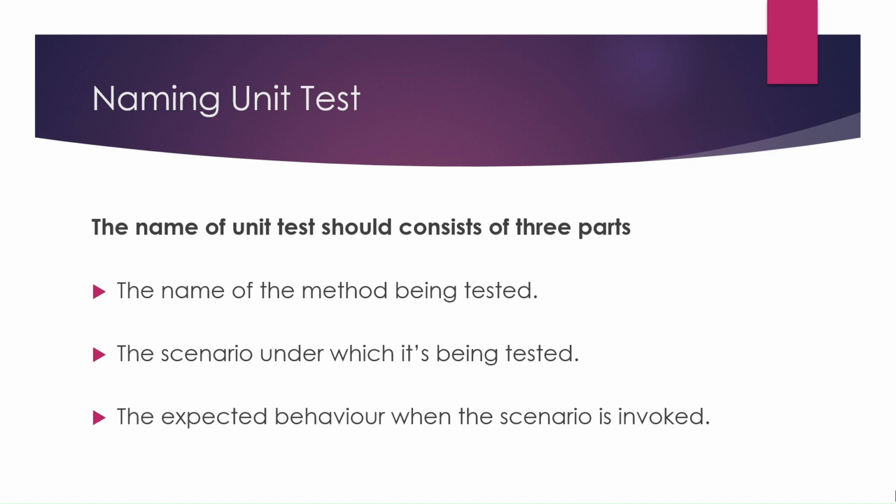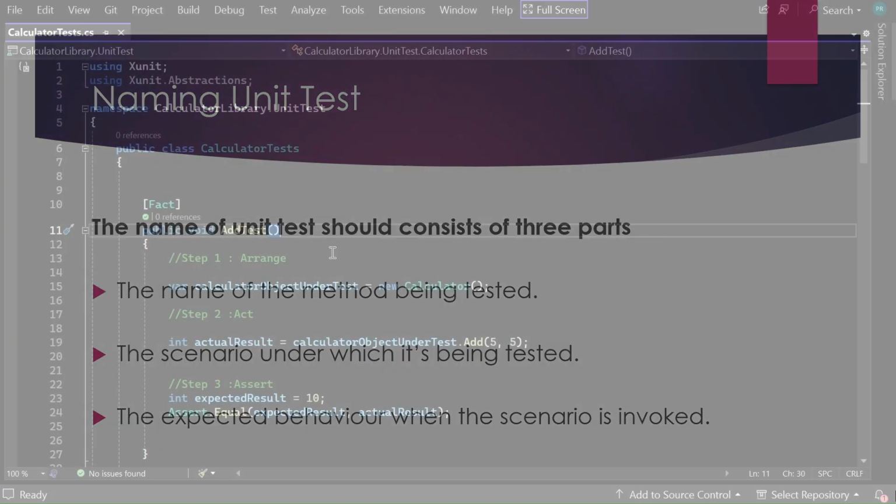Now, let me explain about naming unit test methods. The name of our test should consist of three parts: the name of the method being tested, the scenario under which it's being tested, and the expected behavior when the scenario is invoked. So now, let's see whether we have followed all the naming steps in the test methods of calculator test class. For that, let me flip to Visual Studio.